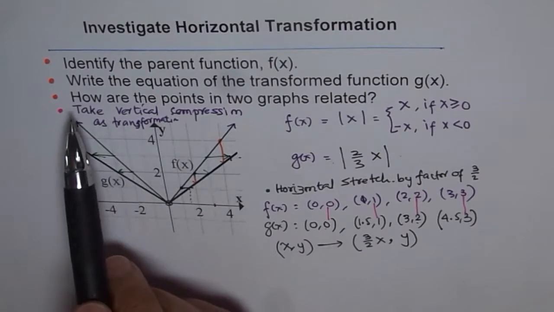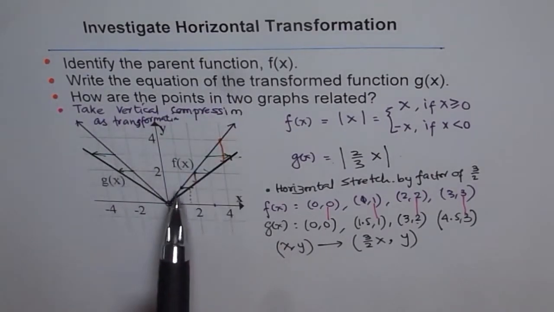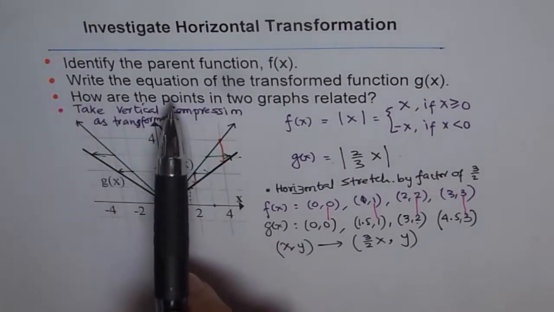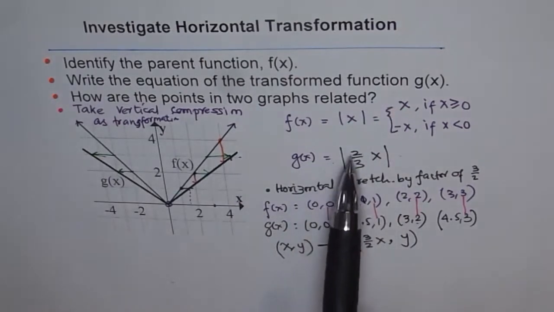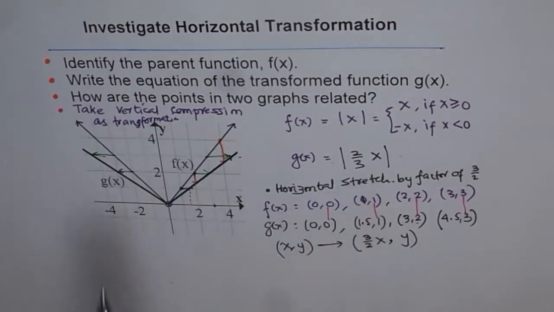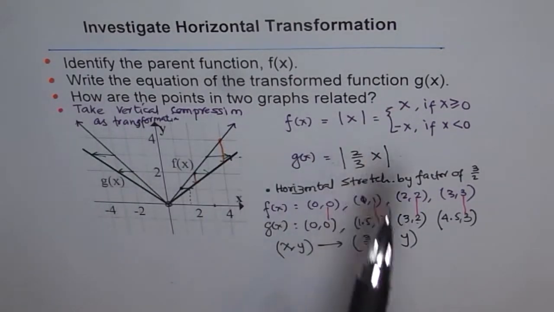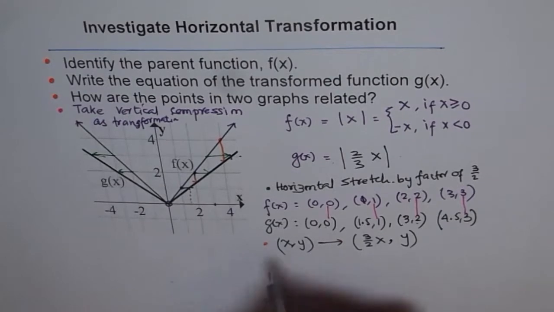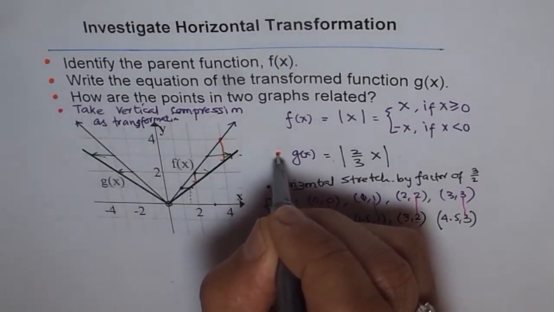Now let's go back to our question. Identify the parent function: it is an absolute function. Write the equation of the transformed function: it is absolute value of 2 over 3 x. And how are the points in the two graphs related? That is the relation of the two points, right? So these are our respective answers.